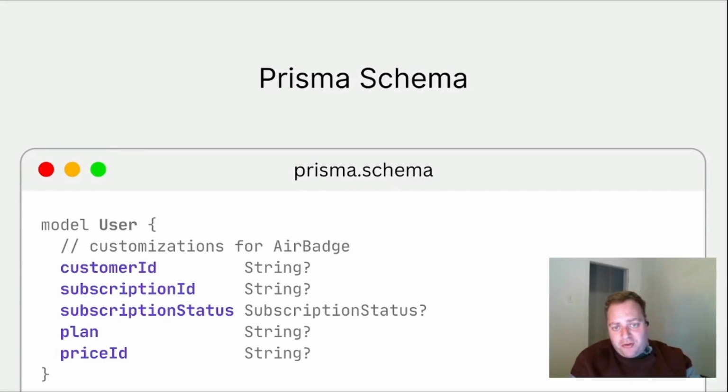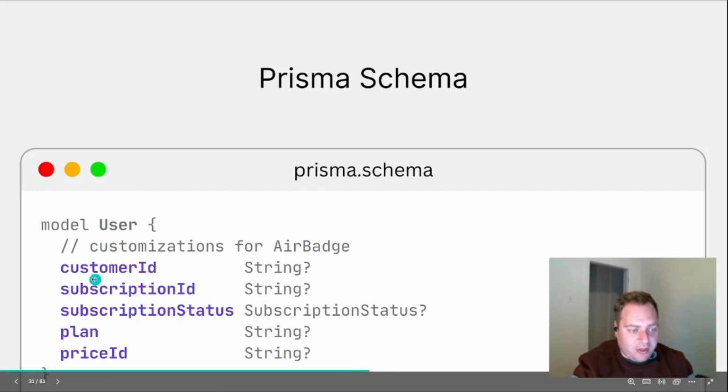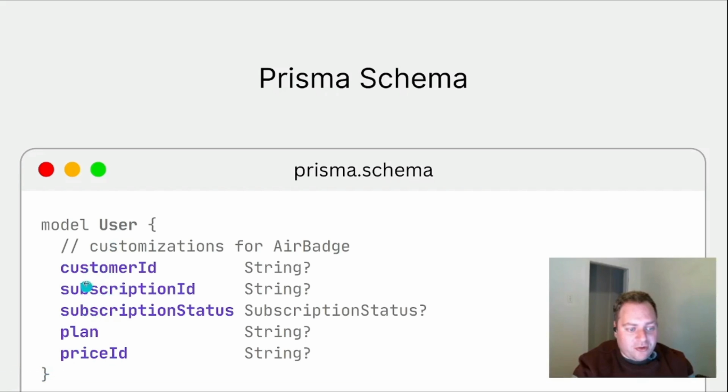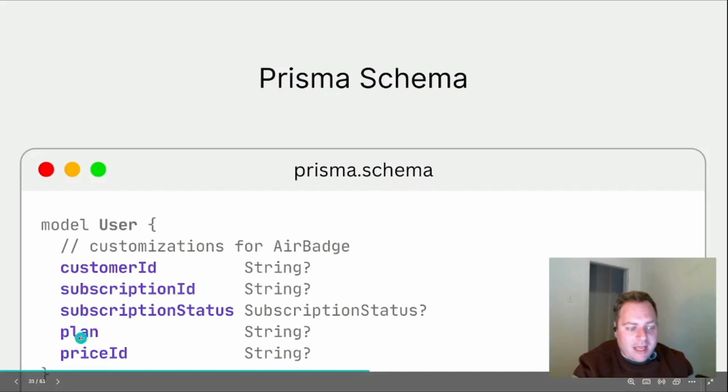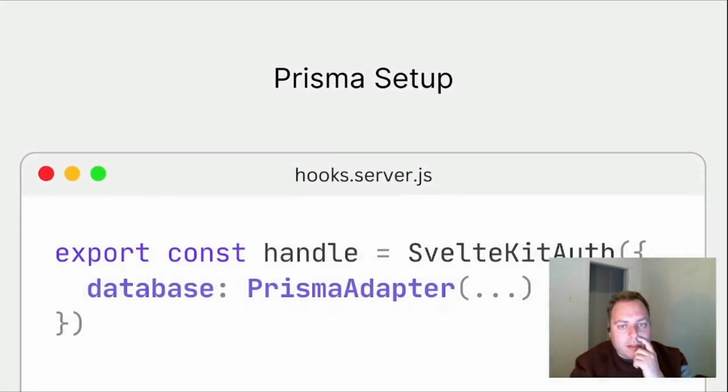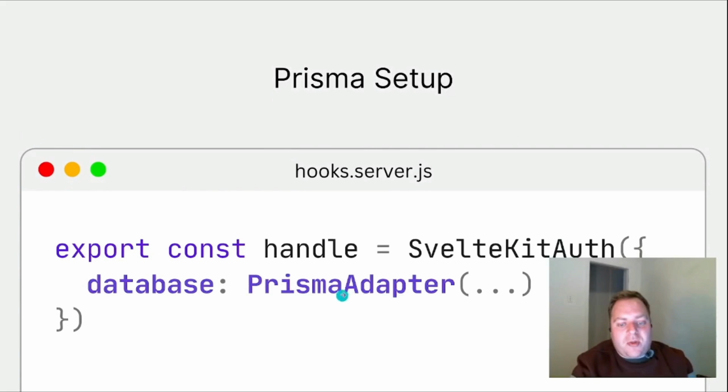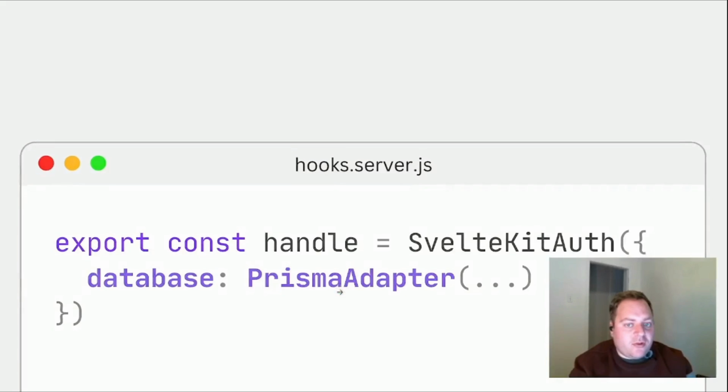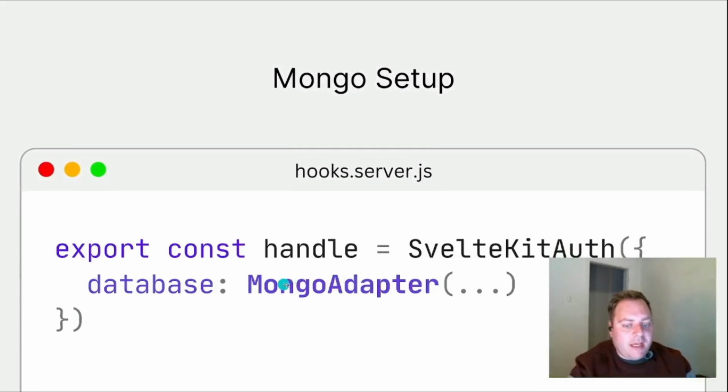Now you do have to figure out your database. Auth.js supports many databases, Prisma, Drizzle, but you do need to adjust your user table and just add some columns. This is just to track the Stripe customer ID, the plan that they're on, and the status of their payment. Then once you do that, you can specify in the hook server which adapter you're using. In this case, I'm using Prisma, but for example, if you use Mongo, you wouldn't even have to do any schema changes because Mongo is schemaless. So the new attributes would be added the first time you use them.